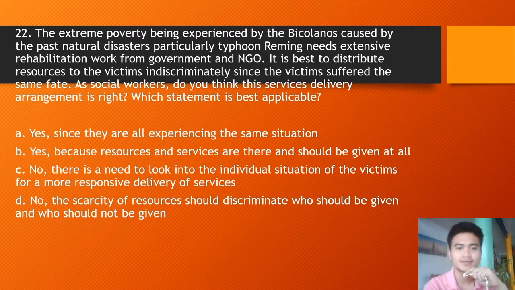Letter B, yes, because resources and services are there and should be given at all. It is not, especially here in our country, that we have limited resources over a multitude and multifaceted problem, and the government cannot cater all the necessary resources to provide for the people. That is why sa mga programs and services, dun talaga ang target natin yung mga marginalized, disadvantaged. It's because of the principle of equity.